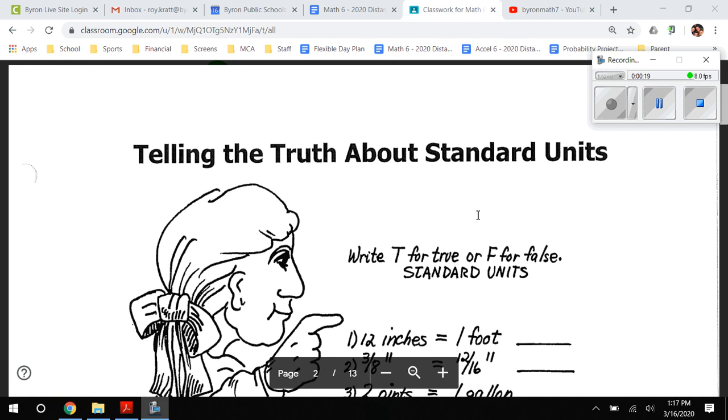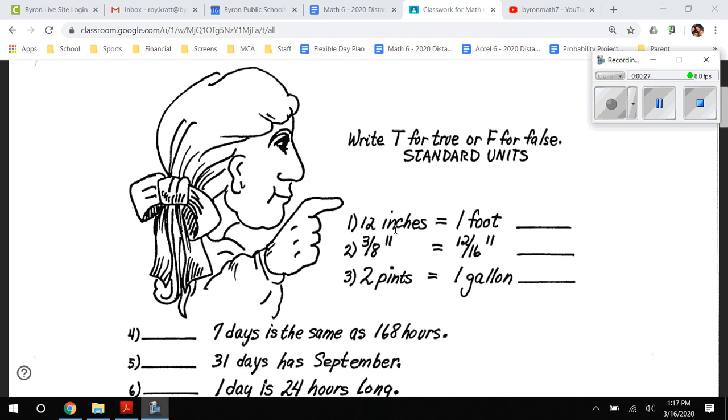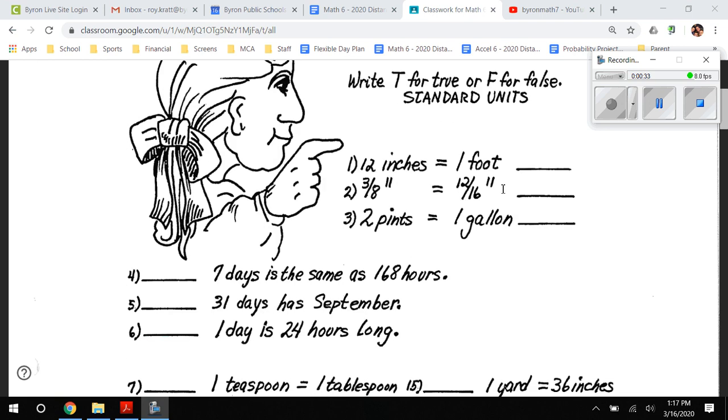Today we're working on pages 1, 2, and 3. So right away we're just going to take a look at some basic conversions, all right? 12 inches equals 1 foot. Yes, that's true. 3/8 equals 12/16 of an inch. If we multiply by 4, we get 12. Multiply by 4, we get 32. So that's not true. That'd be false because 3/8 does not equal 12/16.